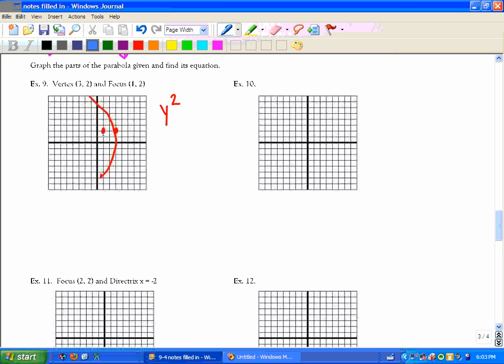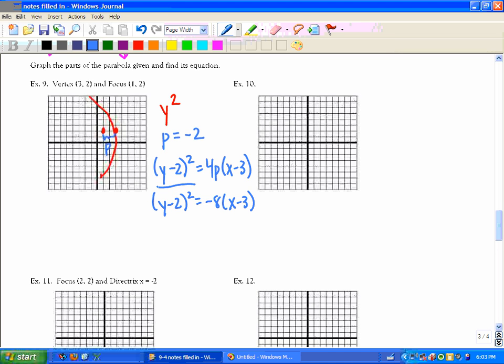Then we can count the distance, which is p, that's 2. And since we're opening to the left, that means p equals -2. And so if we start from the top, we will have y minus 2 squared equals 4p times x minus 3. That's just putting in the h and k for the vertex. Now that we know that p is -2, we can say y minus 2 squared equals -8 times x minus 3. That would be the equation that would give you that parabola.